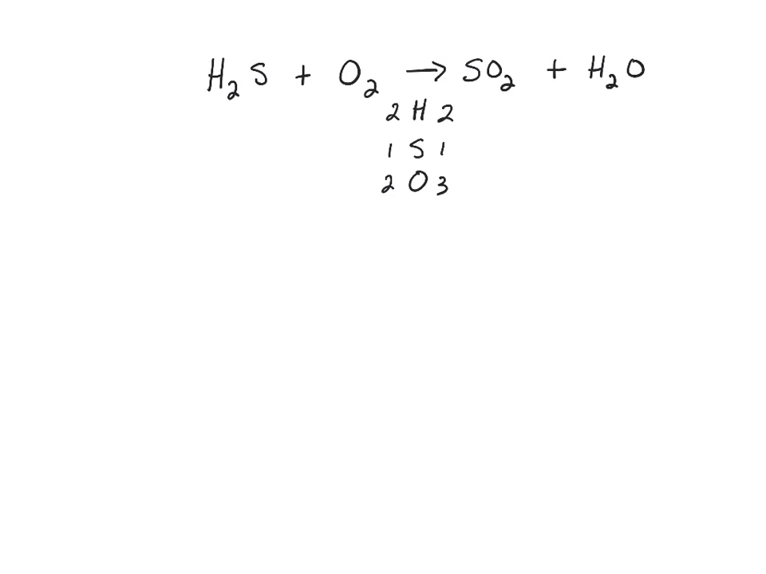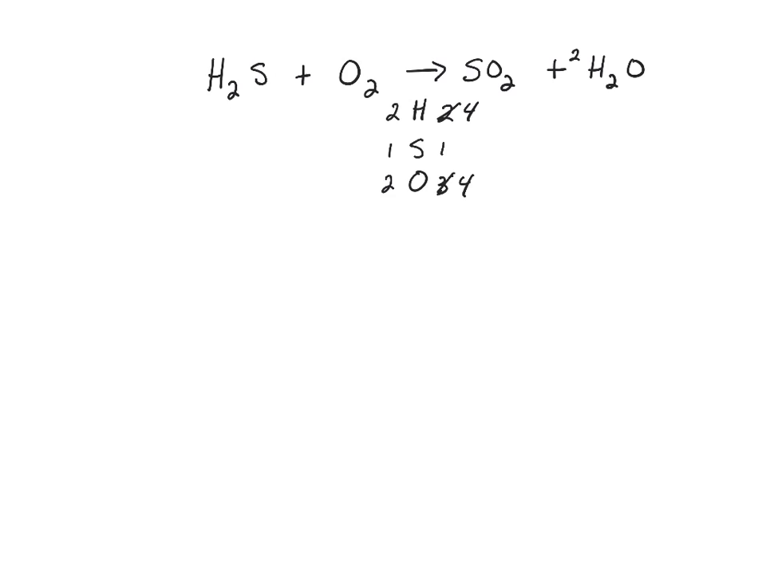And so my problem is over here on this side, I've got to have even numbers. So I'm going to try to change this just to 2. If I change that to 2, that just gives me 4 hydrogen. And 2 oxygen over here plus the 2 over there, and that's going to give me 4 of the oxygen.